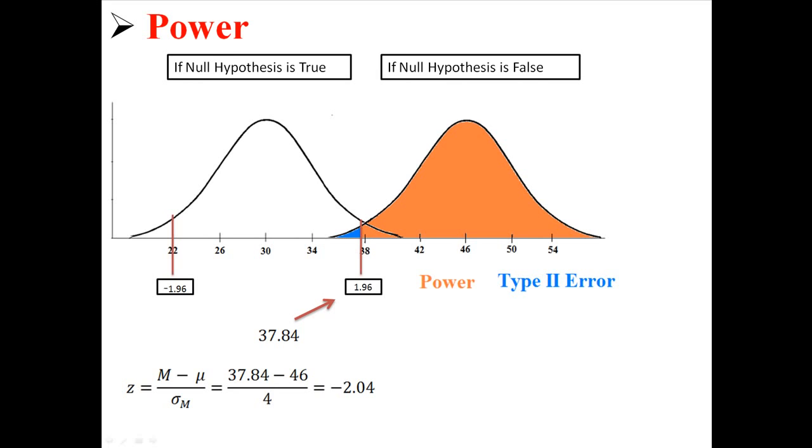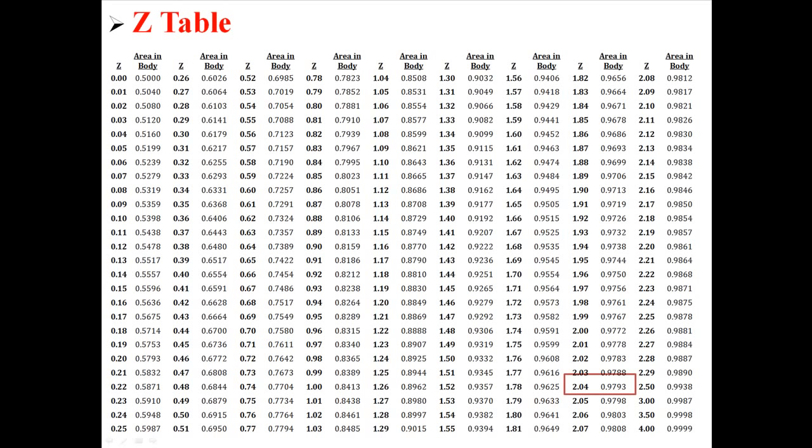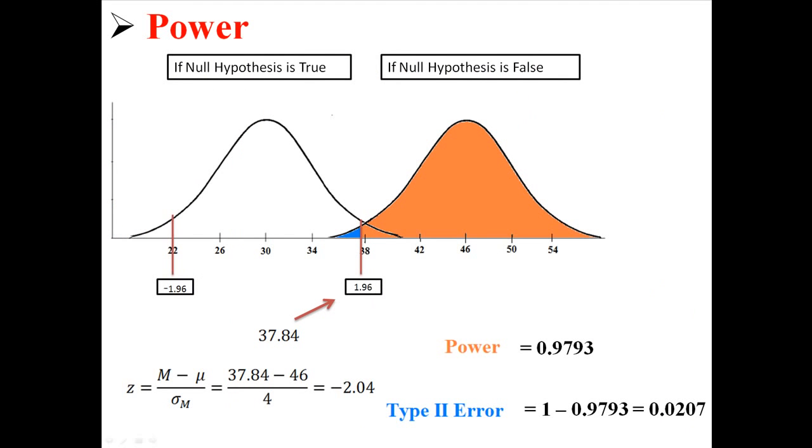So now in order to find the area in the body, I'm going to go to a z-table and I'm going to look up 2.04. And when I look up 2.04, it says that the area in the body is 0.9793. 0.9793 is the power. So it's about 98%, and anything that's left over, 1 minus 0.9793, that 2% is the type 2 error.